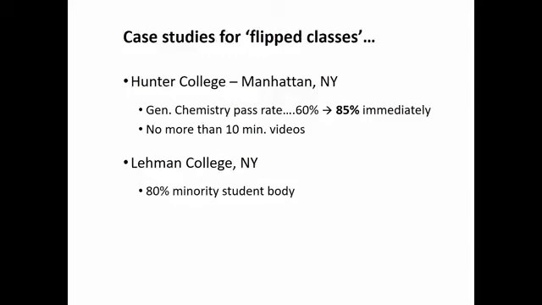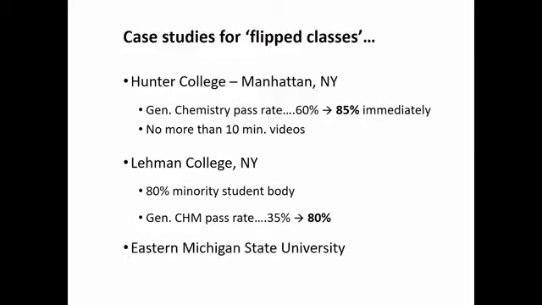Lehman College in New York has 80% minorities in their student body, and they saw chemistry class pass rates go up from 35% to 80%. So the testimony for these flipped classes is just overwhelming.